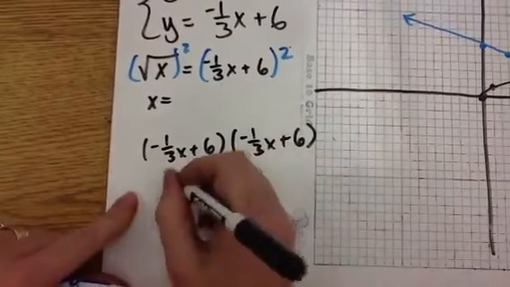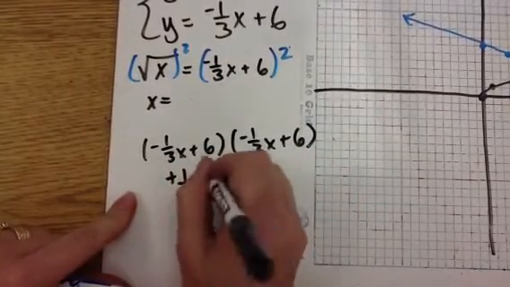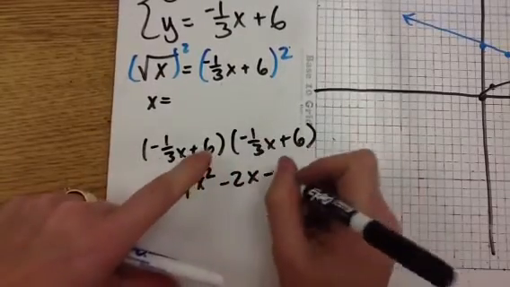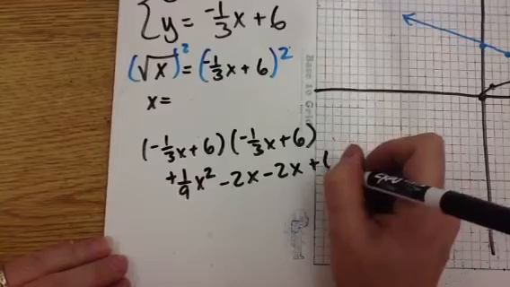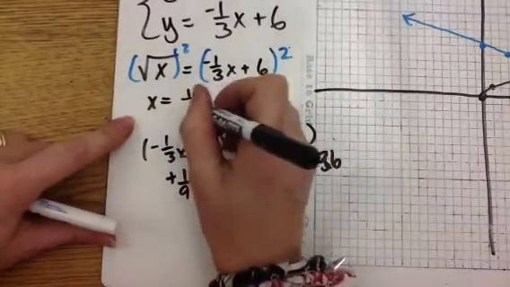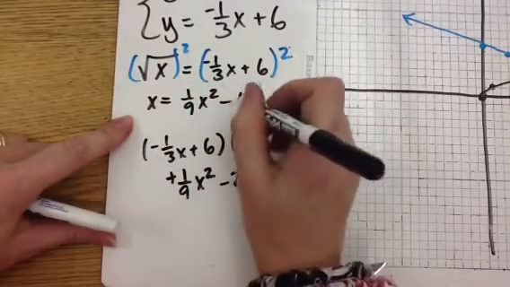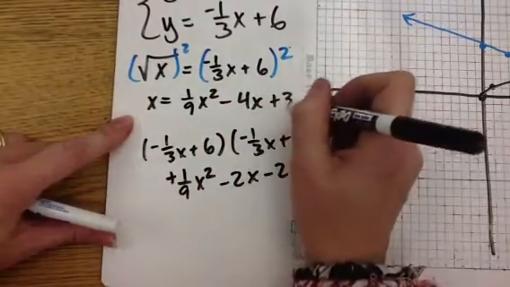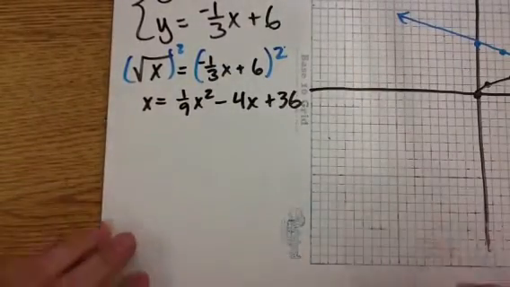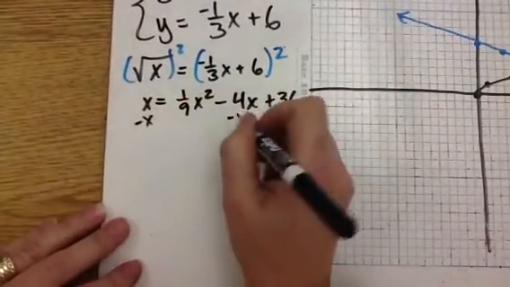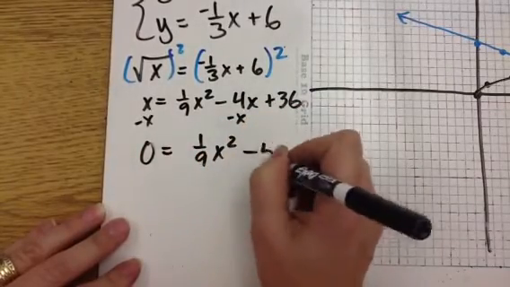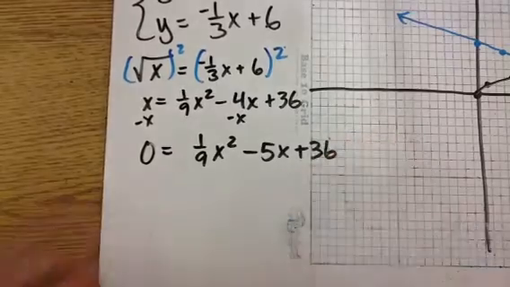Negative 1/3 x times negative 1/3 x, that's positive 1/9 x squared, and then 6 times negative 1/3 x is negative 2x, and another negative 2x, and a plus 36. So I have x equals 1/9 x squared minus 4x plus 36. Then I will subtract this x over, so I get 0 equals 1/9 x squared minus 5x plus 36.